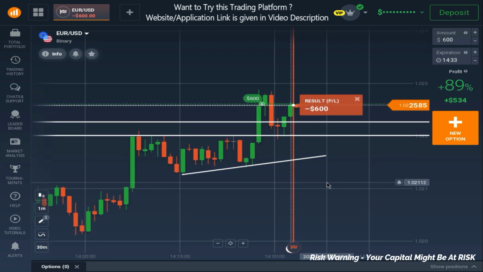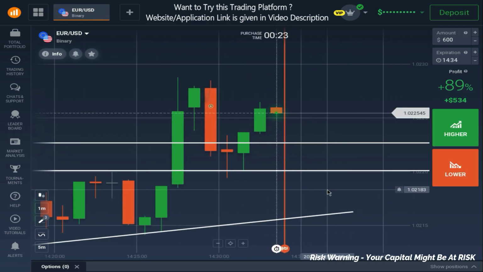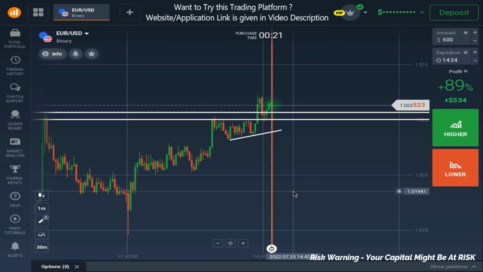So we have lost the trade. As you can see, it was a very close call and the result is that we have lost this trade. Now let's get back to the analysis, because this is part of the game, we can't change it.